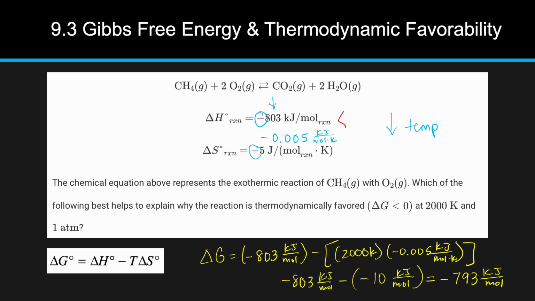So this is in fact kind of an outlier in the trend, and the trend still applies. It's just so drastically different that the temperature would literally have to be over 160,000 Kelvin for it to be not thermodynamically favored.